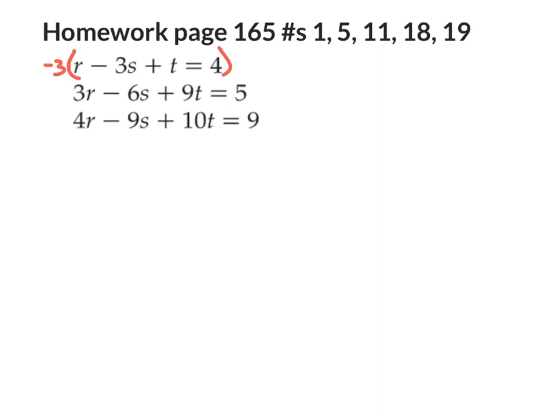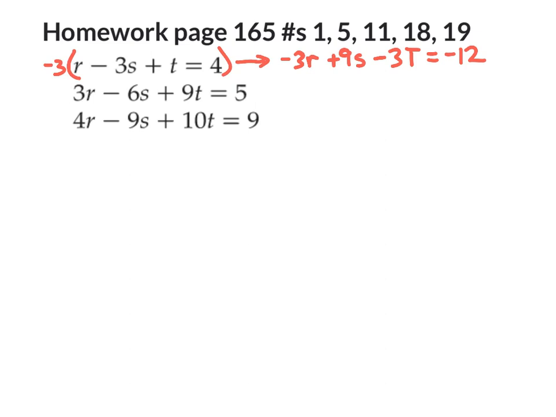Very important that you actually show the parentheses, that you show the number that you're multiplying by, and also draw some arrows. That way you don't make mistakes. So let's modify this correctly. -3 times r is -3r. -3 times -3s is positive 9s. -3 times positive t, that's -3t. And we still have -3 times 4, which is -12. That is our new modified top equation.